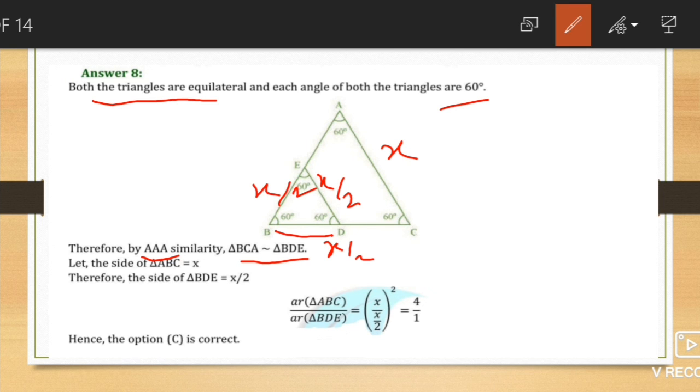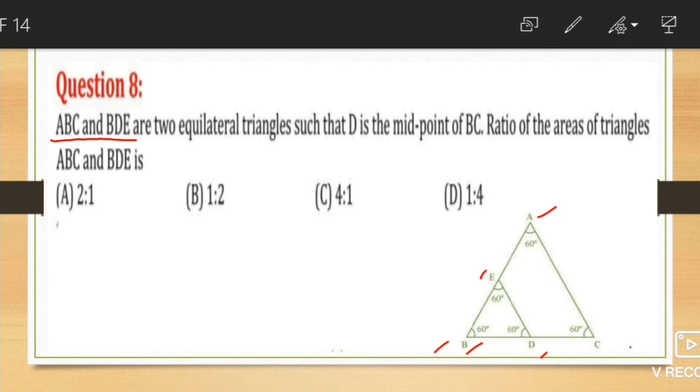Okay, so therefore the ratio of the area of ABC to BDE, since they are similar, is equal to the square of the ratio of the corresponding sides, and the lengths of the corresponding sides are X and X by 2 respectively. That's why area of ABC by area of BDE is equal to X by X by 2 whole squared. If you solve this ratio, the answer will be 4 by 1. So the ratio is 4:1. If you check this slide, the correct option will be option number C.